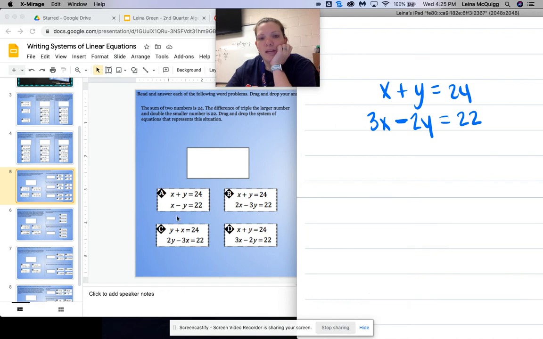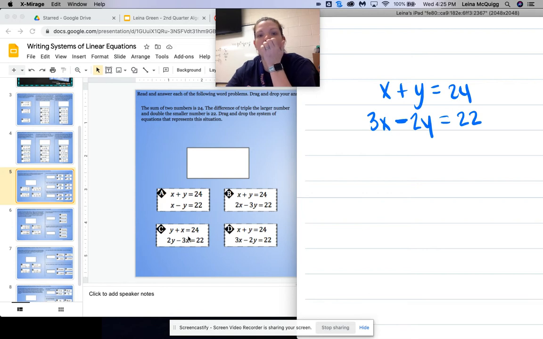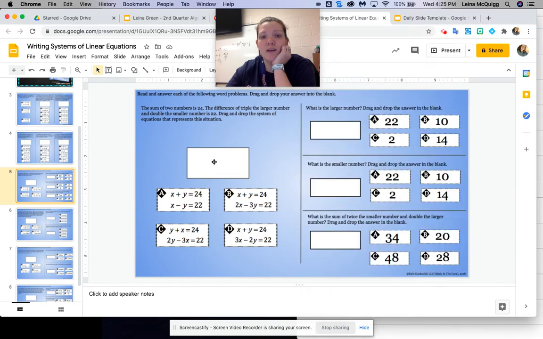So x minus y, A is not correct. This is 2x minus 3y. This is taking double the bigger number minus triple the smaller number. So that got it backwards. 2y minus 3x. Well, we wrote this as the 2 was negative, right? The sign goes with the number behind it. The 2 is negative, not the 3. And here they've got a 3 being negative, so that's not right. And this one looks exactly like our answer, so D.